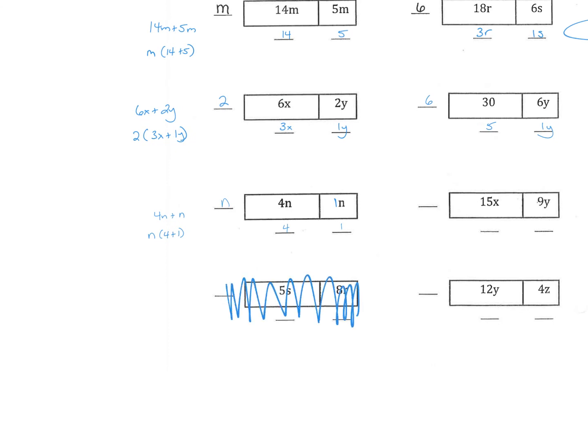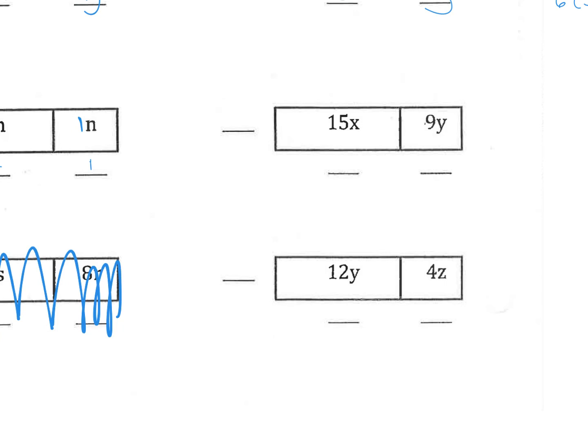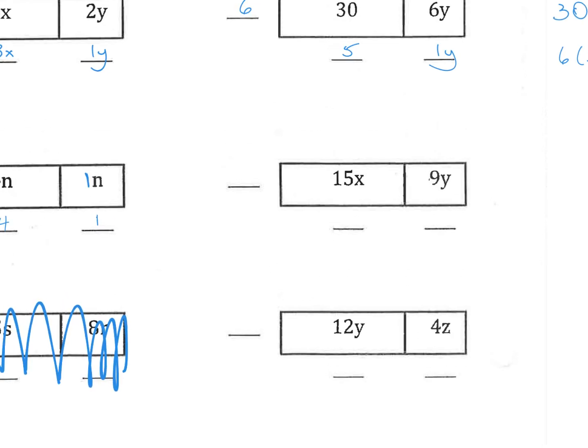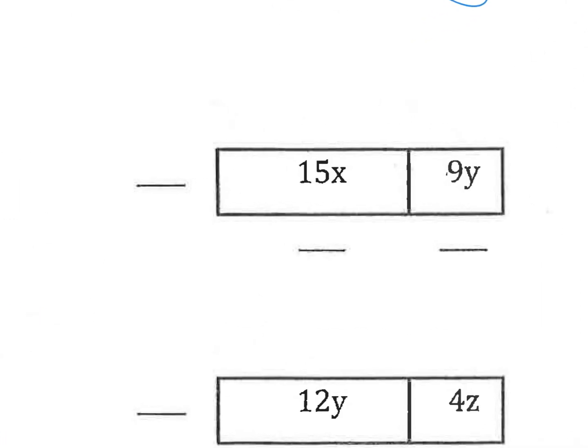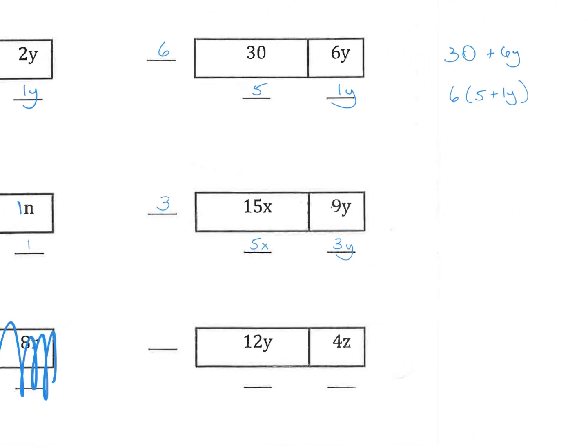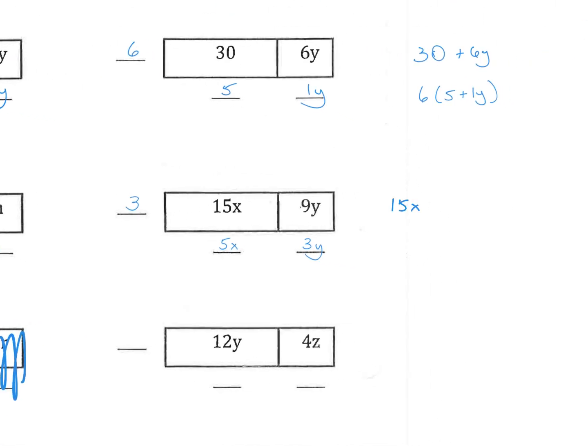I want you guys to pause the video and try the last 2 on your own. All right, let's take a look. Now this one, I really only have one choice, and that's 3. 15 divided by 3 is 5. Bring down the x. 9 divided by 3 is 3. Bring down the y. So the original problem was 15x plus 9y. So my final answer would be 3 times 5x plus 3y.